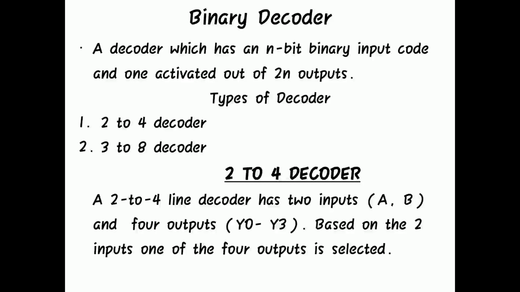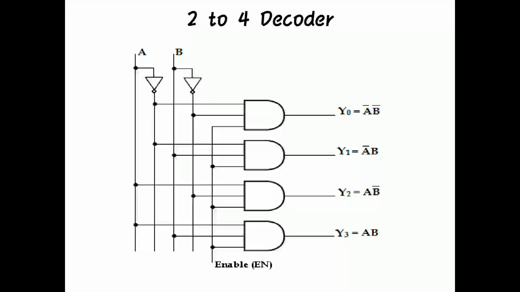We are going to discuss this with the help of two types of decoder: the 2 to 4 decoder and the 3 to 8 decoder. First is the 2 to 4 decoder. As the name itself says, we have 2 inputs and will get 4 outputs, and one enable input is compulsory. The 2 inputs are A and B, and the 4 outputs are Y0, Y1, Y2 and Y3. This is the logic diagram of the 2 to 4 decoder, where you have 2 inputs A, B, and you will get 4 combinations of output Y0, Y1, Y2 and Y3.